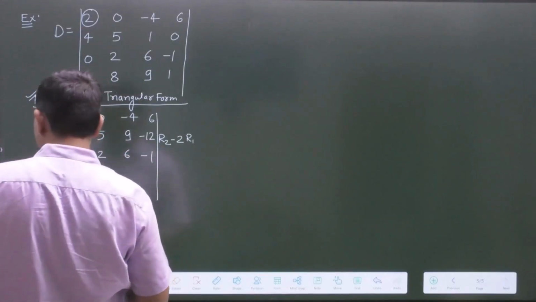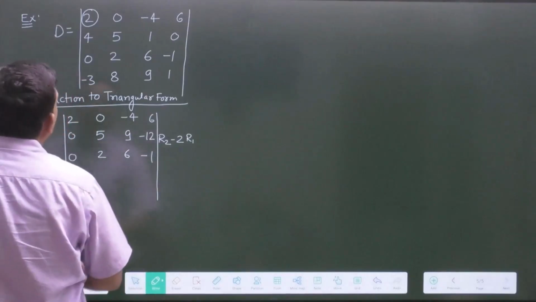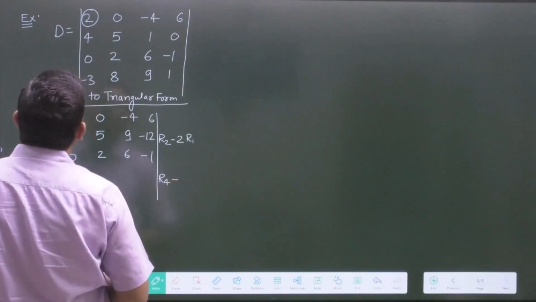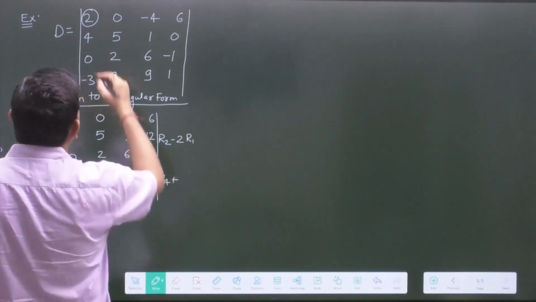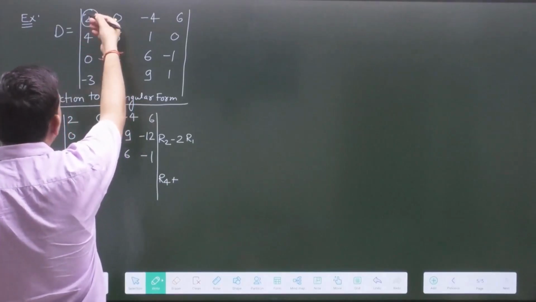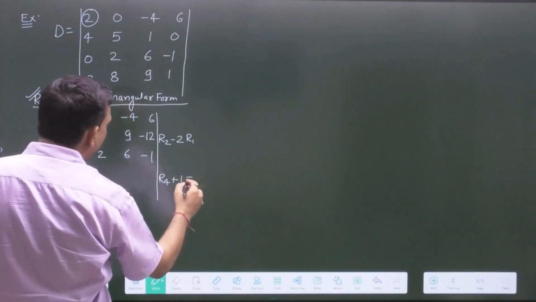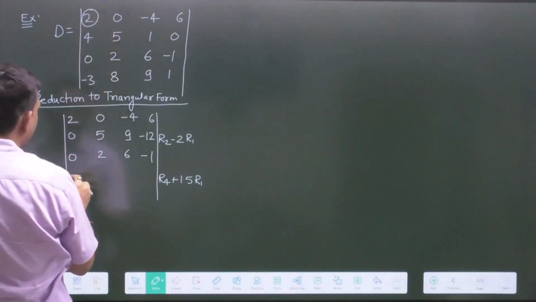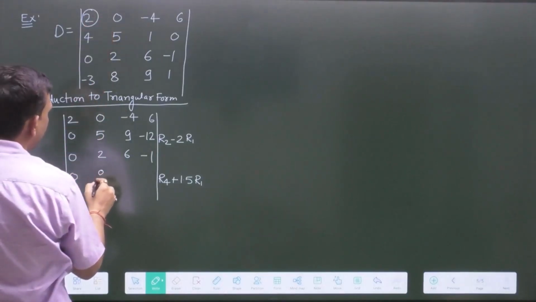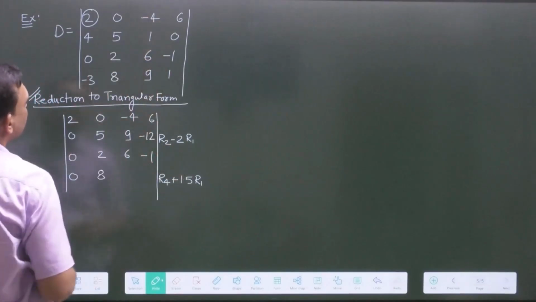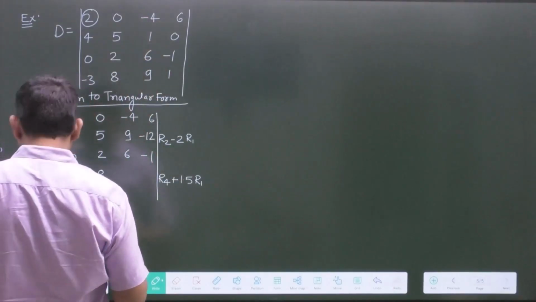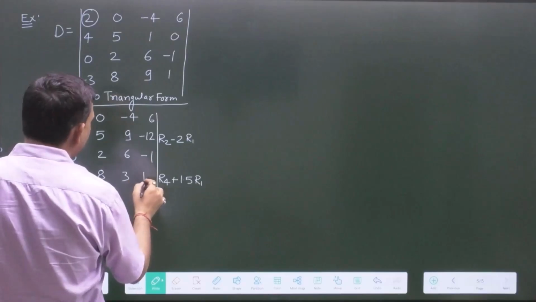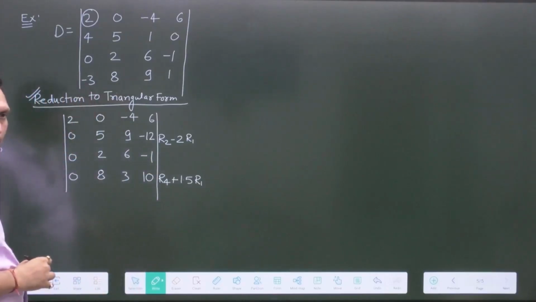And the last one is R4 plus 1.5 into R1, since 1.5 into 2 is 3. So this will give you 3. So this is 0. This will be 8. And this will be 6, so 9 minus 6 is 3. And then 9 plus 1 is 10. Clear?